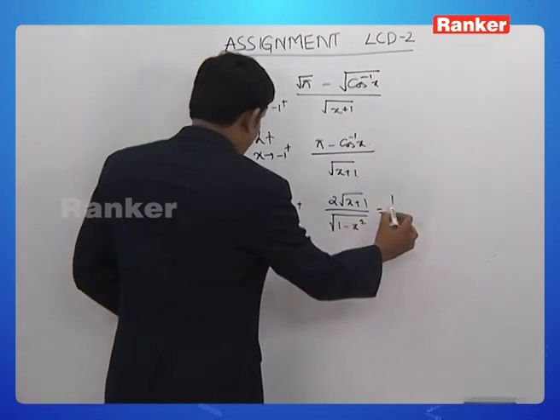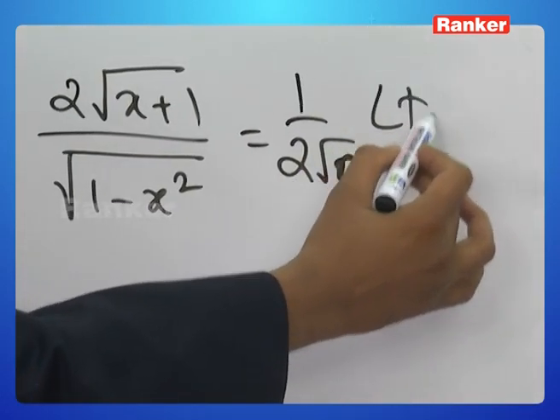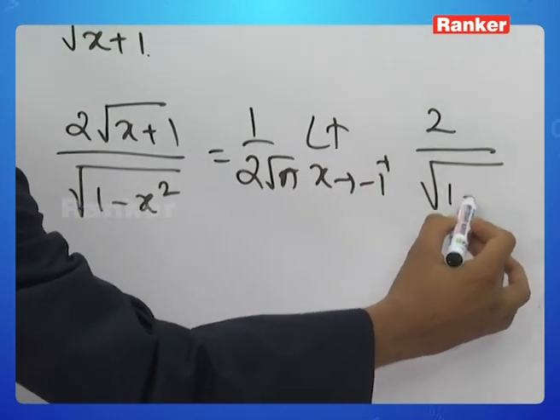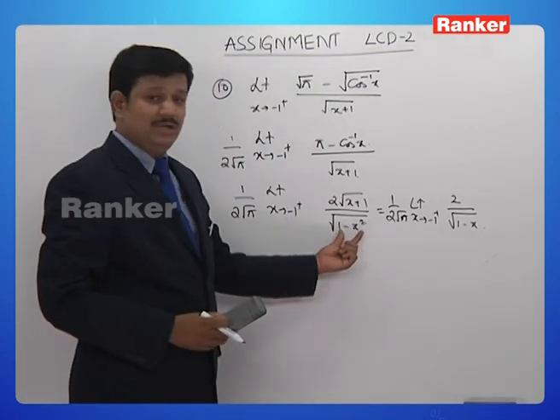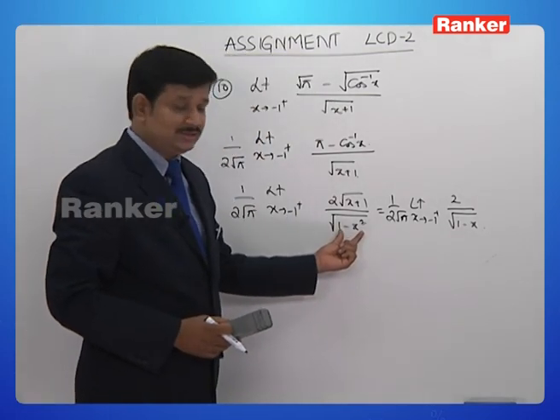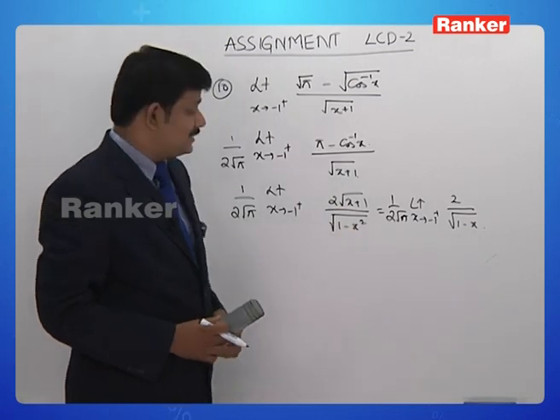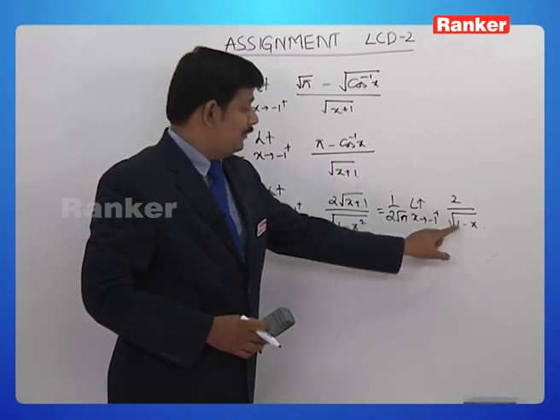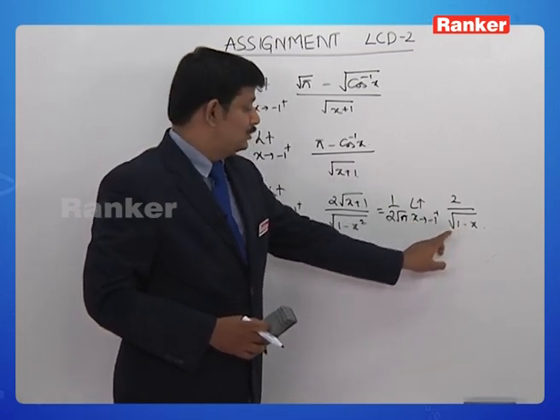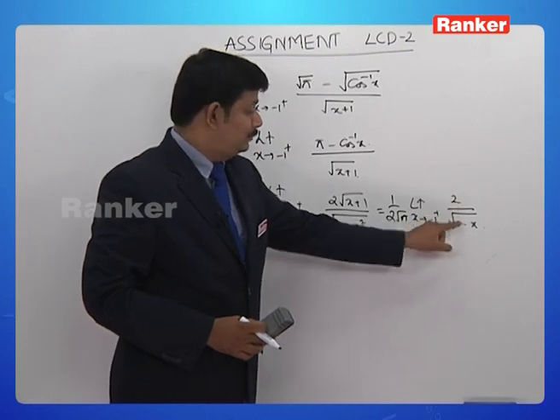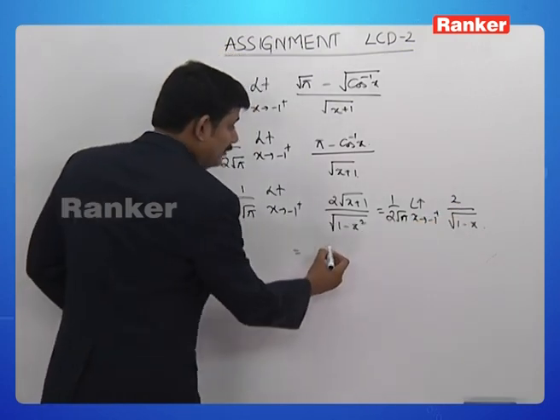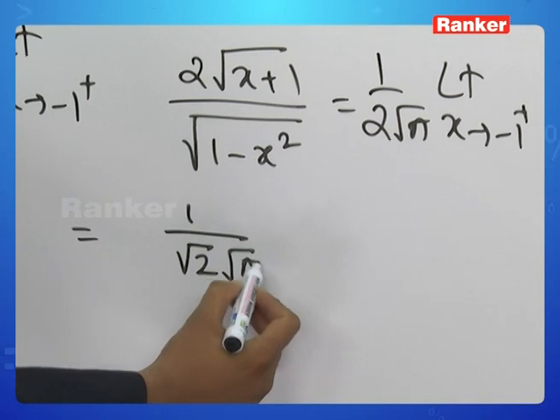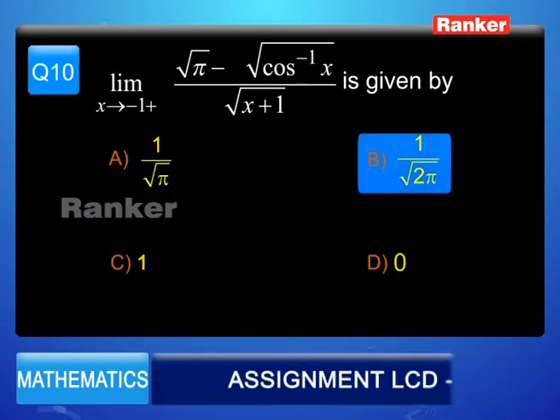So, we are left with 1 by 2 root pi, limit x tending to minus 1 plus, 2 by root over 1 minus x square, which we simplify as 1 minus x into 1 plus x. Root 1 plus x, root 1 plus x gets cancelled. We are left with 2 by root 1 minus x, and x tends to minus 1. So, 1 minus minus 1 will be 2, so this will be root 2, and 2 by root 2 is root 2. So, our answer is 1 by root 2 into root pi, or 1 by root 2 pi, which is option B.